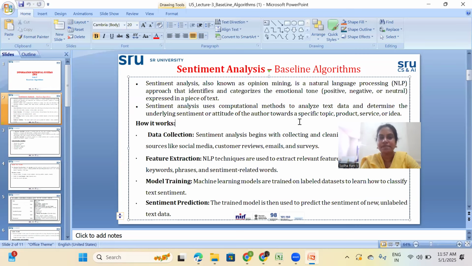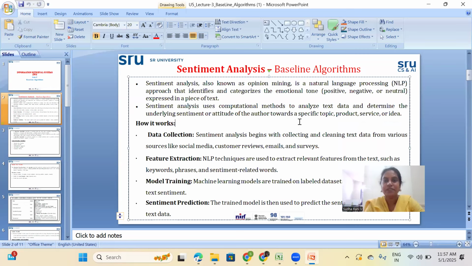Data collection means sentiment analysis begins with collecting and cleaning text data from various sources like social media, customer reviews, emails, and surveys. From all these sources, it collects the data and cleans it. The cleaning of the text comes as text pre-processing: removal of stop words, lemmatization, stemming, tokenization, all these methods come under cleaning of text. This procedure is called text pre-processing, or cleaning of text, in NLP. Next one is feature extraction.